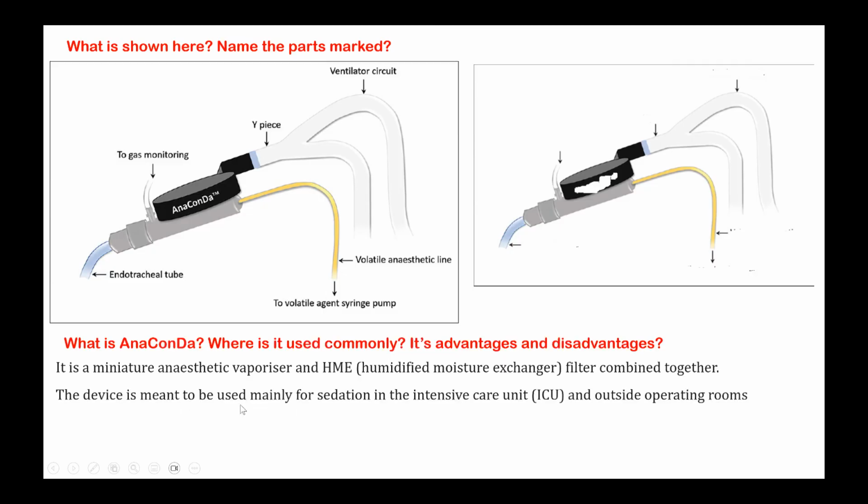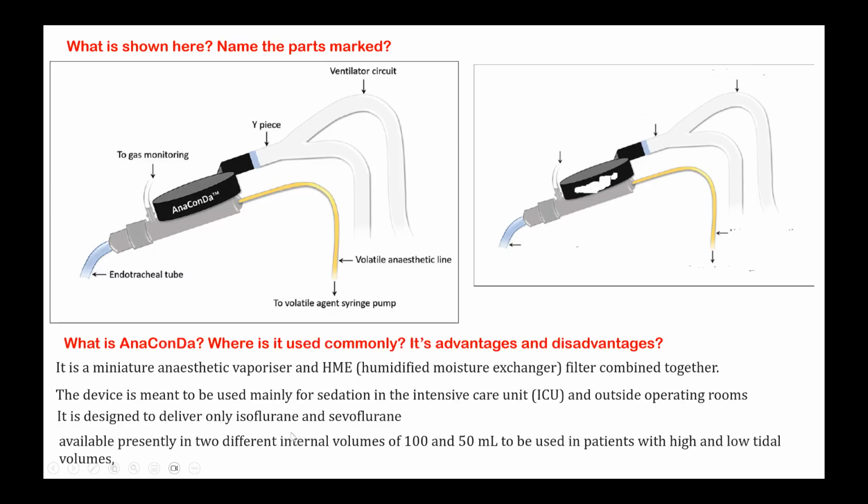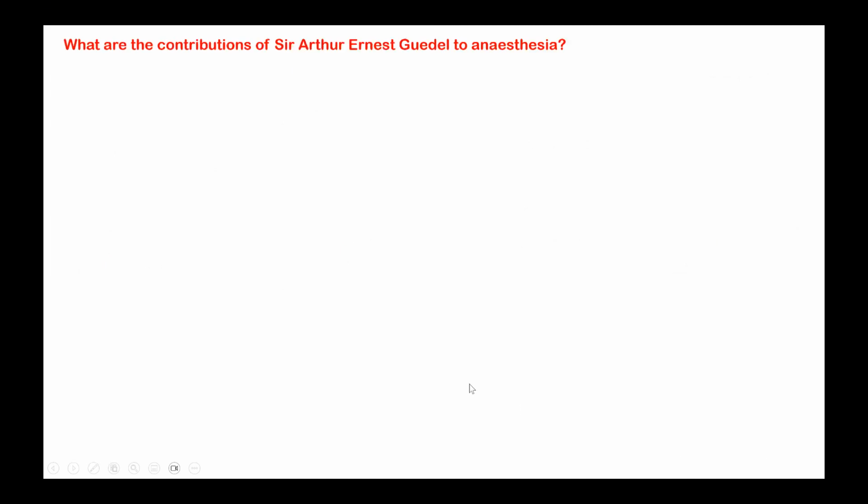The device is meant to be used mainly for sedation in the intensive care and outside operating rooms. It is designed to deliver only isoflurane and sevoflurane, available presently in two different internal volumes of 50 ml and 100 ml, to be used in patients with high and low tidal volumes.